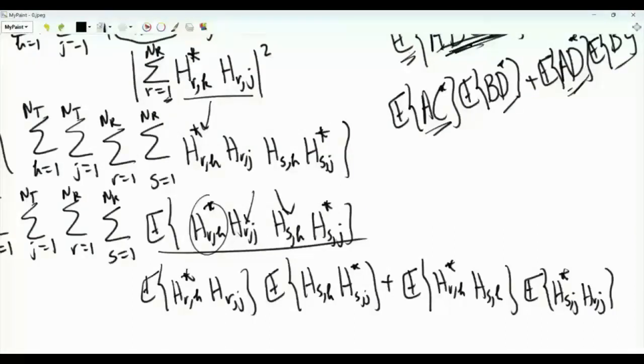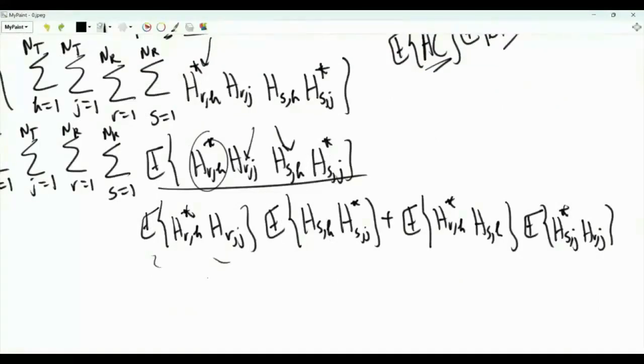Remember, our H matrix has entries that are i.i.d. CN(0,1) random variables, which means that whenever we take the expectation, we need the indices to be the same so that we get a non-zero result. If we do this expectation here, we have r and r, that's fine, but then we have k and j. This expectation will give us 1 if and only if k is equal to j. Let's write this as delta kj. This is like the discrete time delta. This is 1 if k is equal to j, 0 otherwise. If we apply this idea here, we get delta kj. And if we apply this idea here, we get delta rs. And if we apply this idea here, we get delta rs.